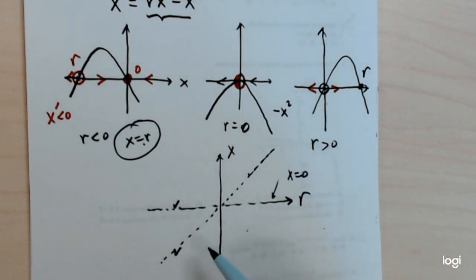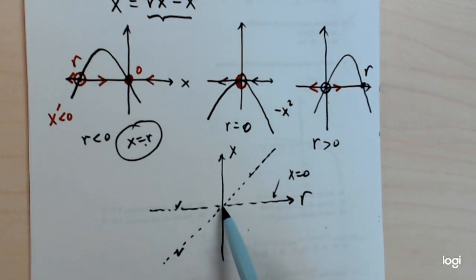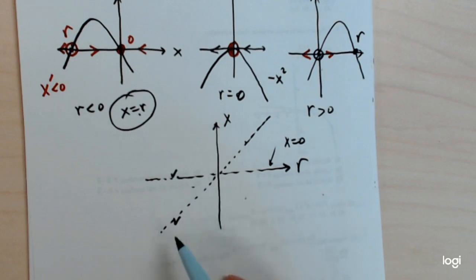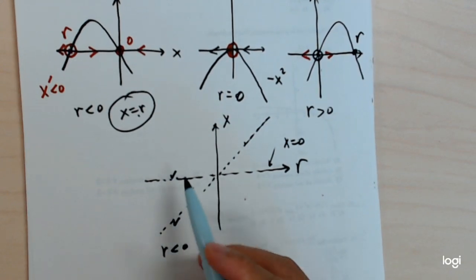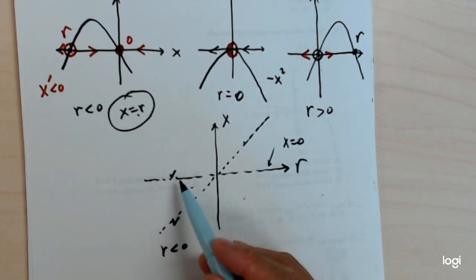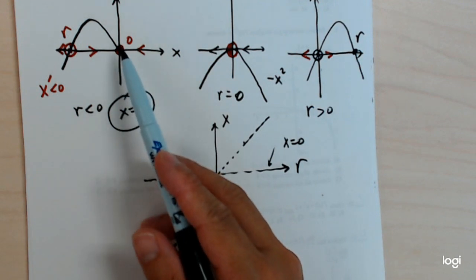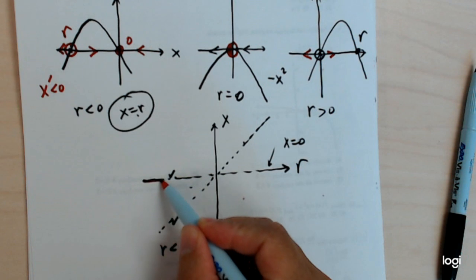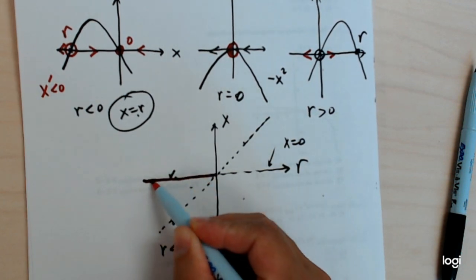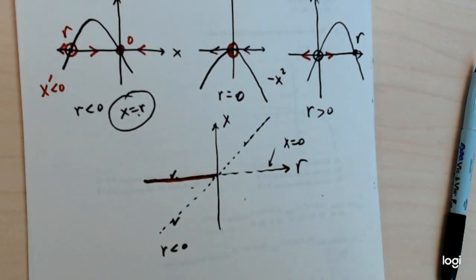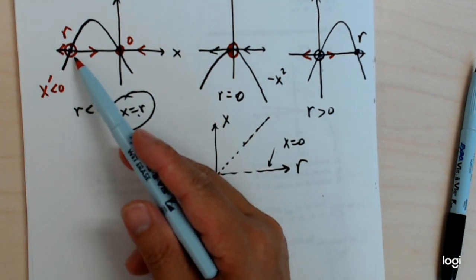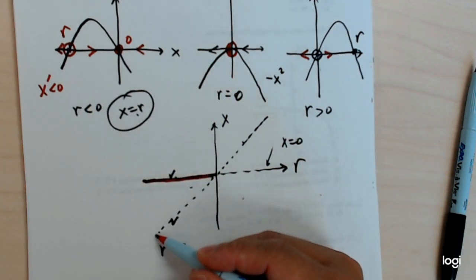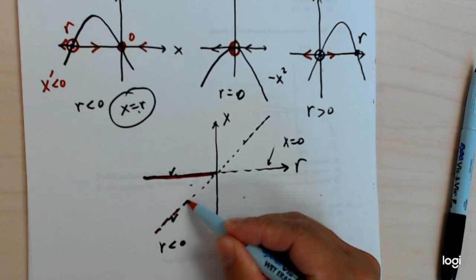Now let's write down the stability on this bifurcation diagram. When r is negative, on this side, 0 is stable, so we use a solid line. This branch of equilibrium is stable. x equal to r is unstable, so we use a dotted line.